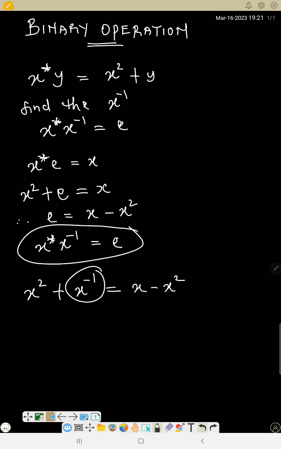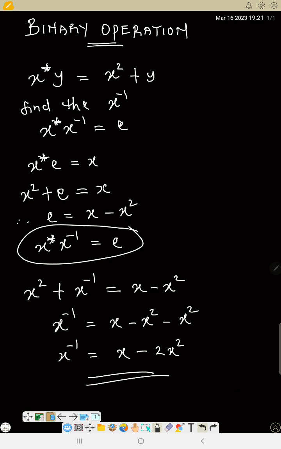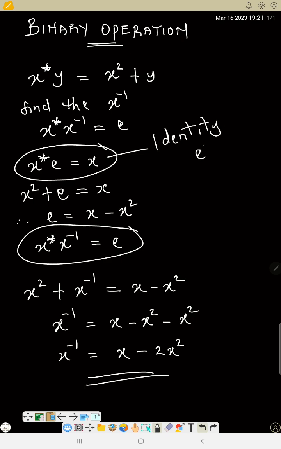Now make X inverse the subject of the formula. So that means X inverse equals X - X², then minus X². So take this to the other side. So X inverse is equal to X - 2X². So this is the inverse of X. So note, this is the definition for identity element, and this is the definition for inverse. So like that.